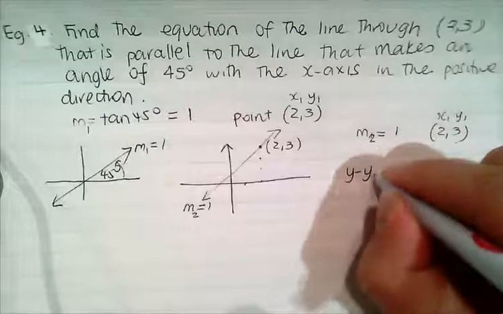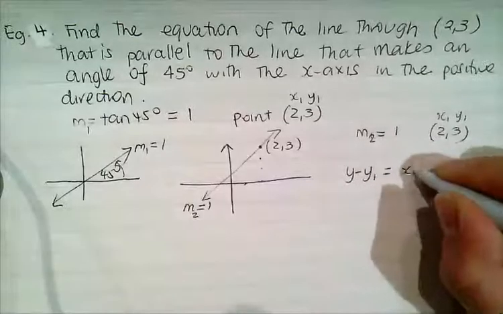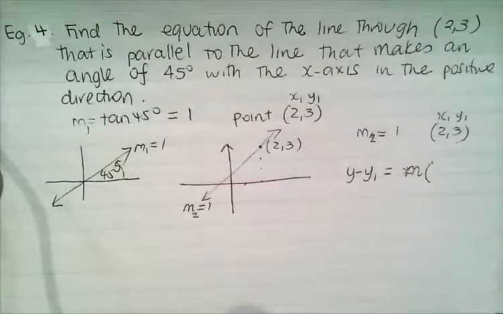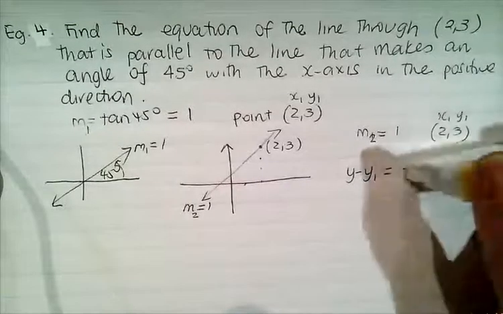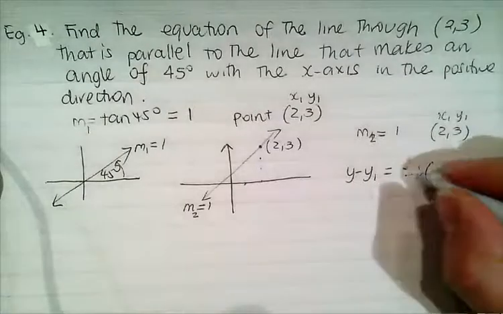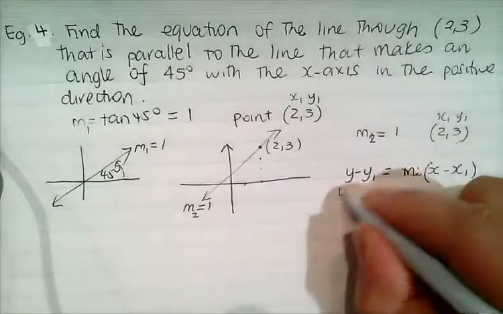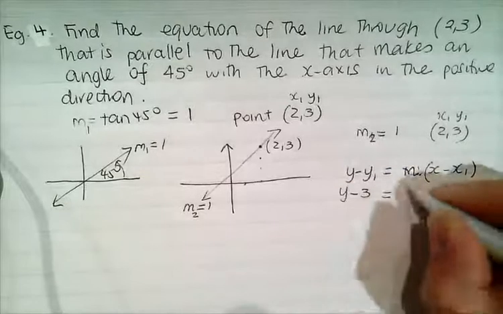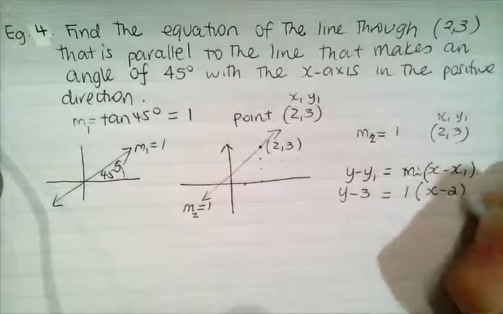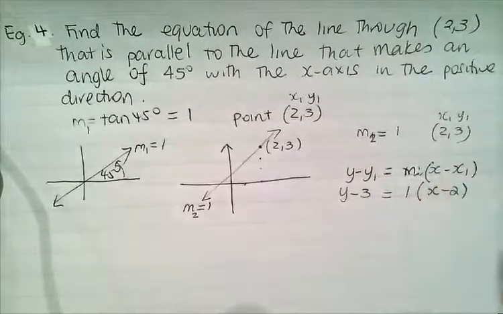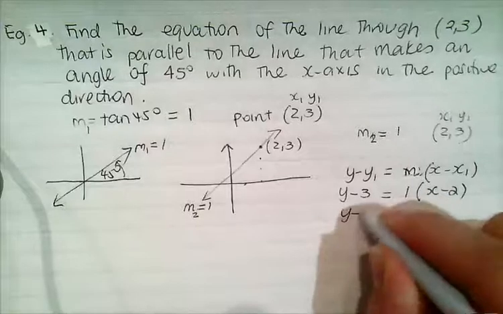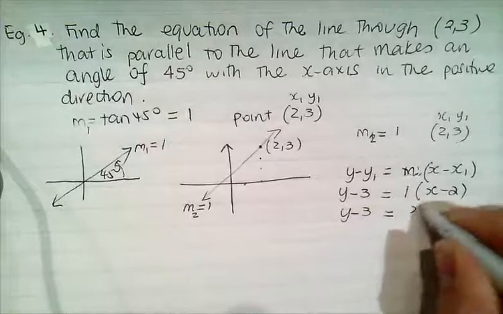So the equation of the line is y minus y1 equals m bracket x minus x1. So we get y minus 3 equals 1 bracket x minus 2. Right, there's no fractions here that we need to get rid of. We can just expand. y minus 3 equals x minus 2.